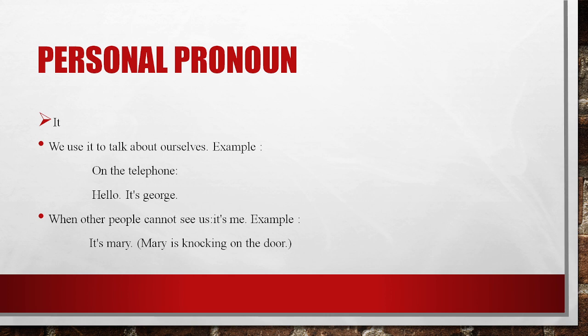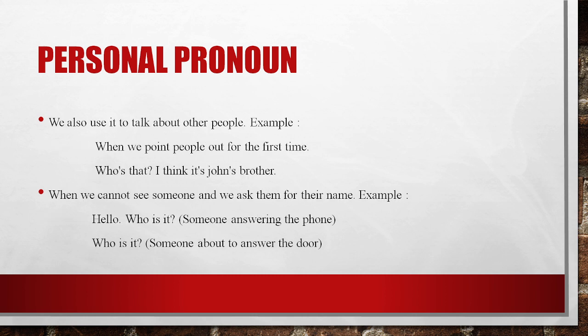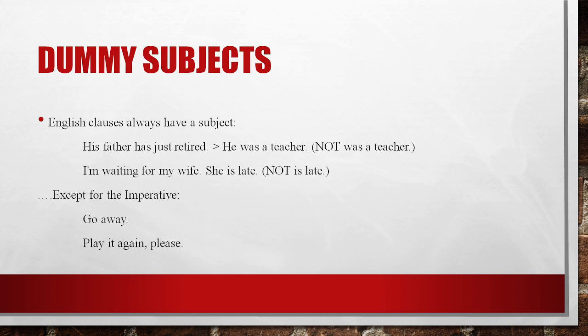Next, it. We use it to talk about ourselves. On the telephone: hello, it's George. When other people cannot see us: it's me. It's Mary. Mary is knocking on the door. And we also use it to talk about other people. When we point people out for the first time: who is that? I think it's John's brother. When we cannot see someone and we ask them for their name: hello, who is it? Someone answering the phone: who is it? Someone about to answer the door.